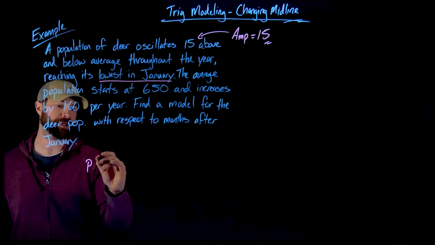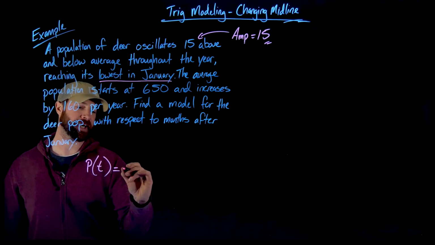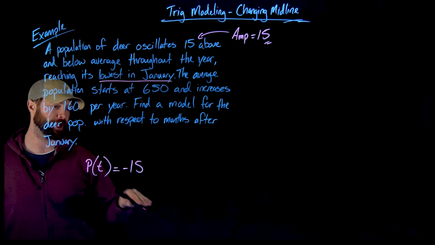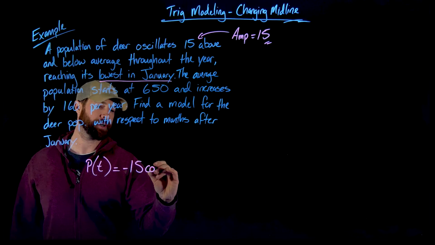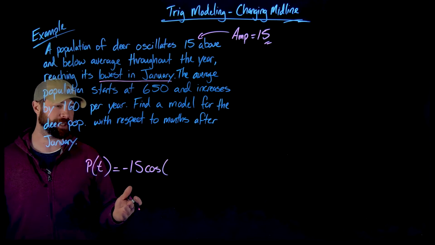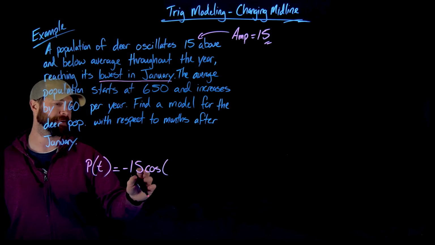So we have a population over time. Our amplitude is 15, but I said I wanted a negative 15. So instead of starting at my maximum, I'm going to start at my minimum. And we're using cosine right here. And again, cosine, instead of sine, I could have used sine, but then I have to shift it left to right to start at that minimum or the maximum value.